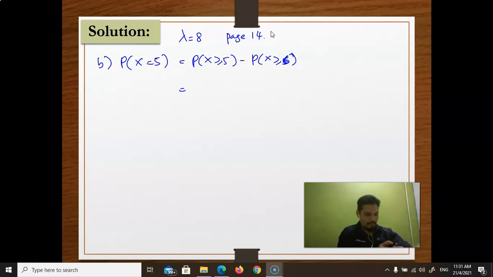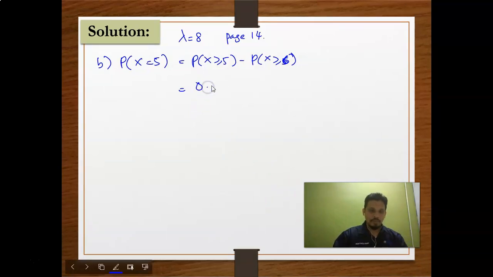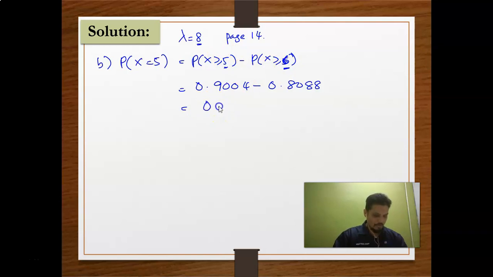So this one gives you 0.9004 minus 0.8088. Referring to lambda equal to 8 and r equal to 5 and 6, from here I give you 0.0916. There you go.